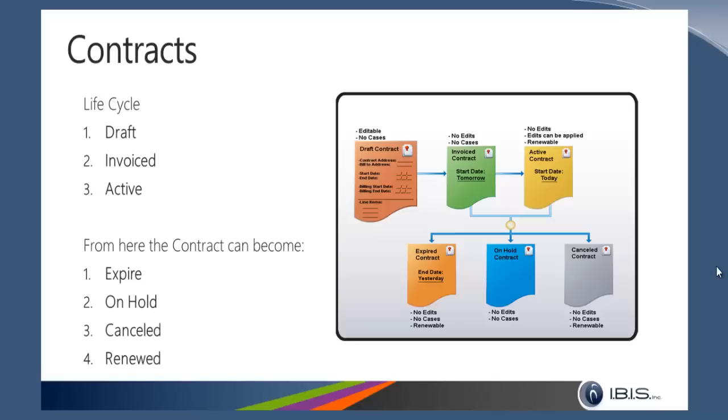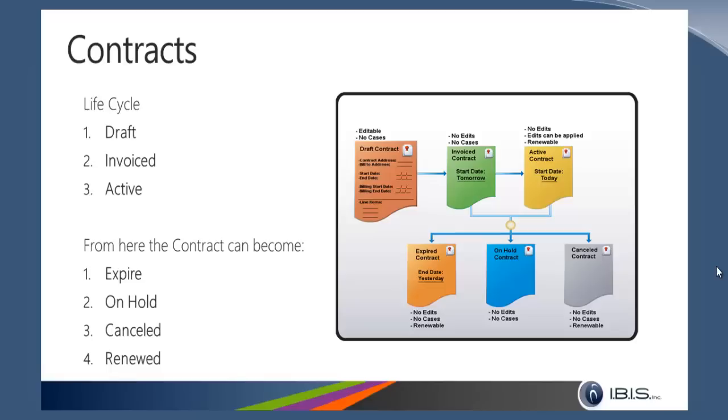So let's take a look at the contract lifecycle. First, the contract starts off in a draft status. It's editable, and there are no cases associated with it. Once it's invoiced, you can no longer make edits, but it still has no cases associated with it. Once a contract has reached the active stage, you can do quite a few things with it. From here, you can expire a contract, put a contract on hold, cancel a contract, or renew it. The most important factors when entering contract lines are allotment details, or the amount of service to be provided, and pricing. You also want to agree on how much the service will be billed.